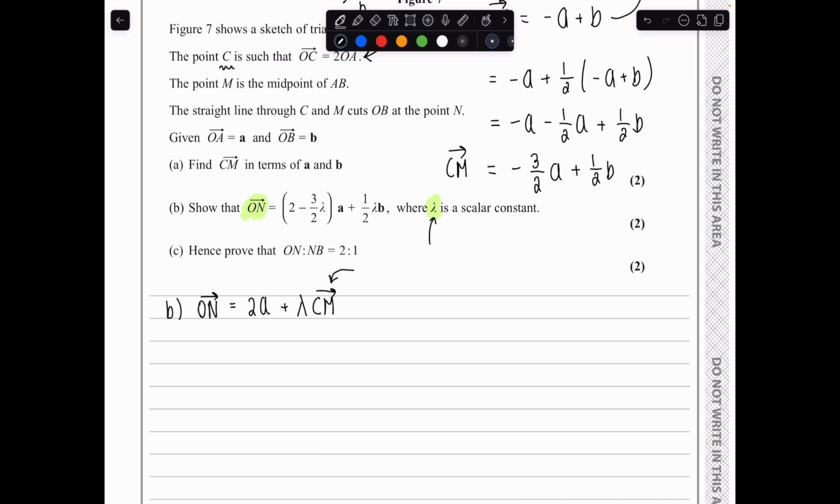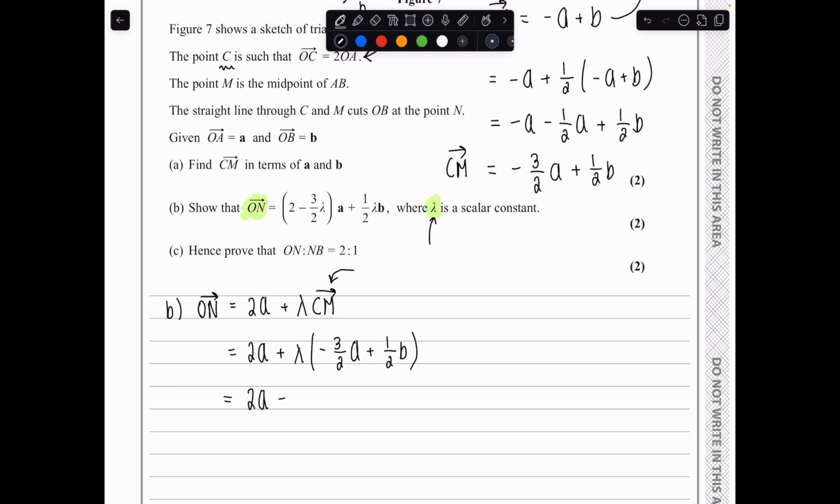We've already found out what CM actually is, so we can substitute that in, can't we? In that case, we have 2A plus our scalar multiple λ. Then, instead of writing CM, we'll write minus 3 over 2 lots of A, add half lots of B. And from here, if we expand our brackets out and simplify it, let's see what we get.